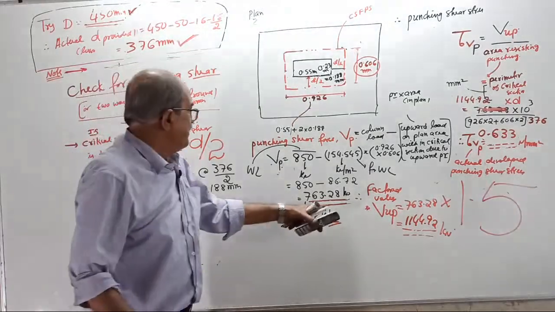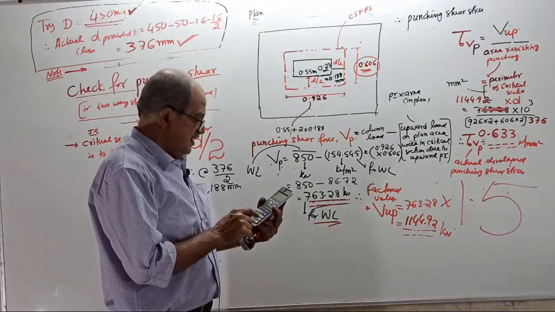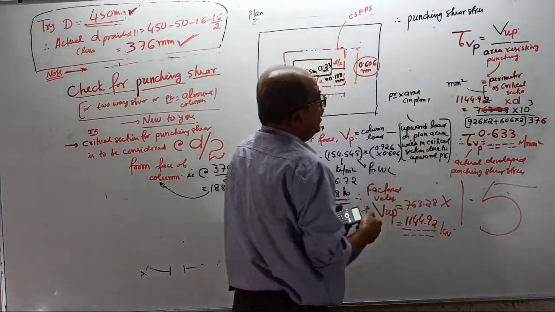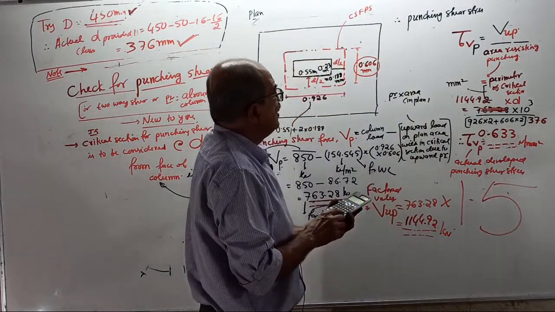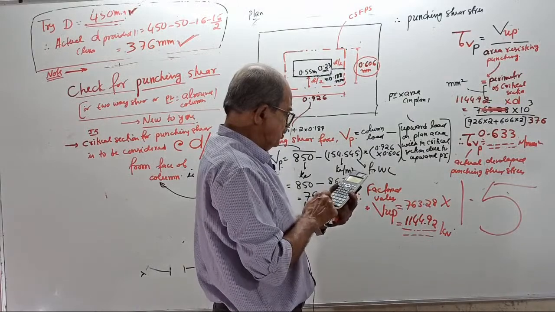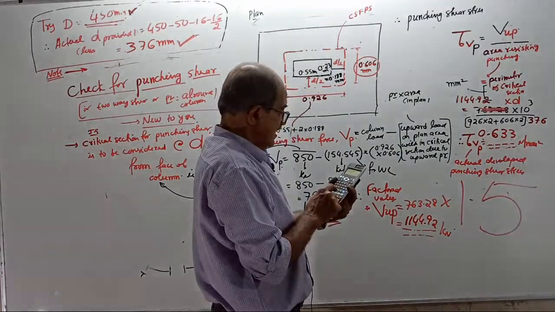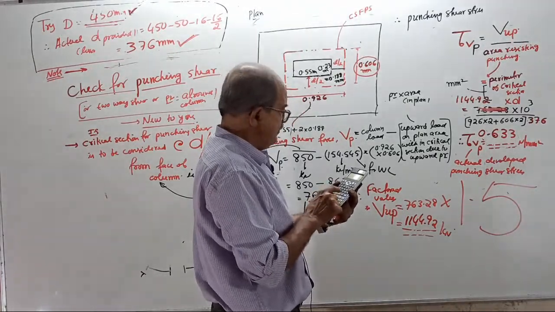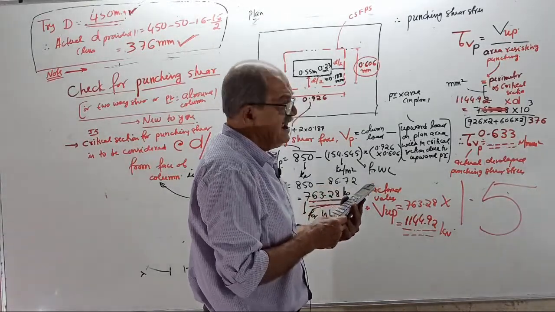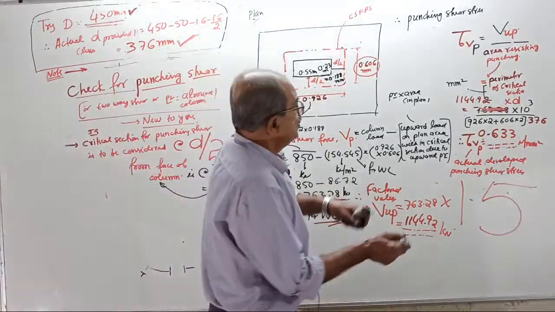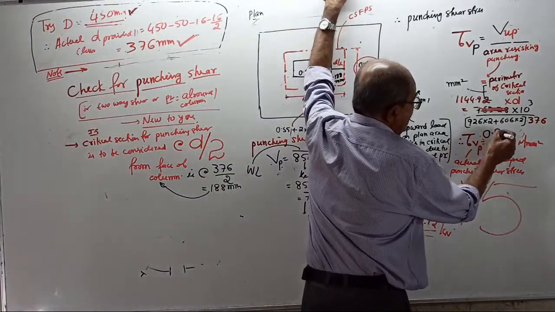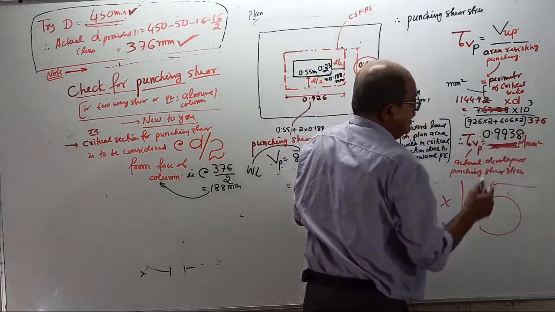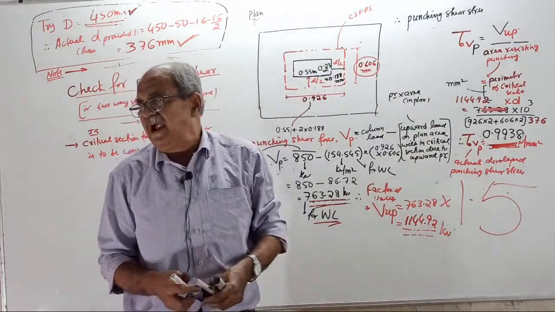Correct. If 763.28 is correct, into 1.5 is 1144.92. Correct. 1144.92 correct means what? 1144.92 times 10 to the power 3 divided by 926 into 2 plus 606 into 2 divided by 376 comes to 0.9938. Remember, this is the actual shear stress coming. This is correct. 0.9938 is correct or not?